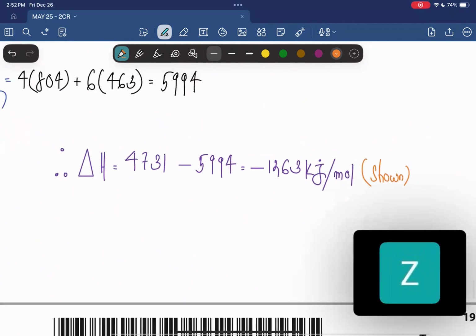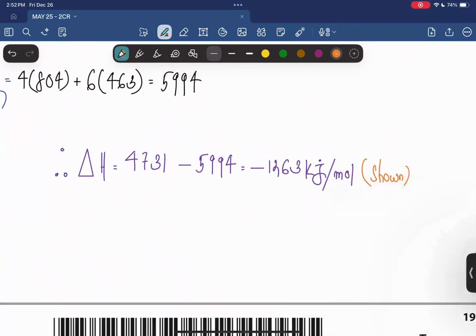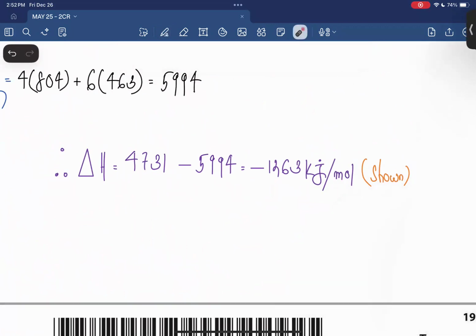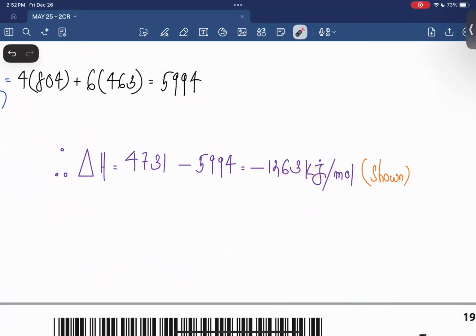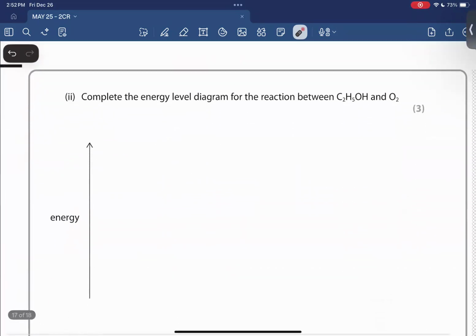Always remember that the unit of delta H is kilojoule per mole, with the sign, minus here. You always have to remember this, okay? So yeah, moving on to the next part.